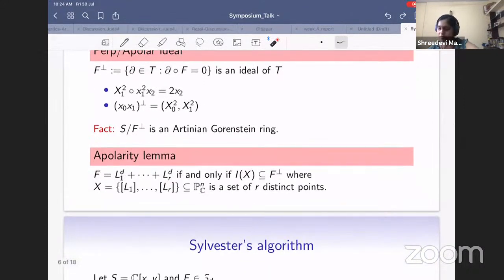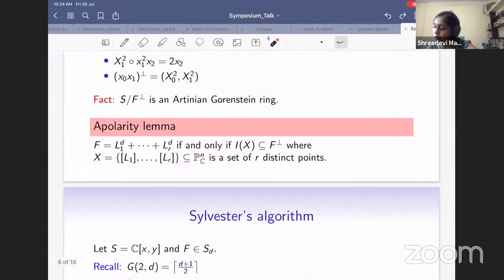over C. So this is where the geometry comes into the picture, and we of course want that these points are distinct. So if you can find the f_perp ideal, and if you can find some ideal of distinct points inside that, then at least we can say that the rank of f is at most the number of points which you have found. And conversely, if the Waring rank is r, then you can say that f_perp should contain r distinct points.